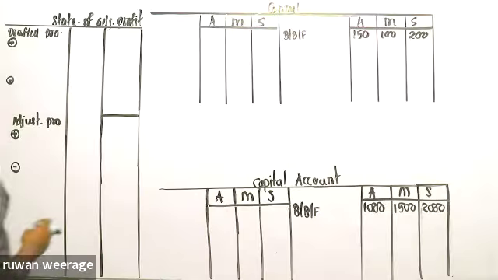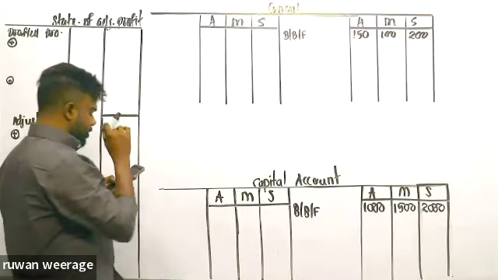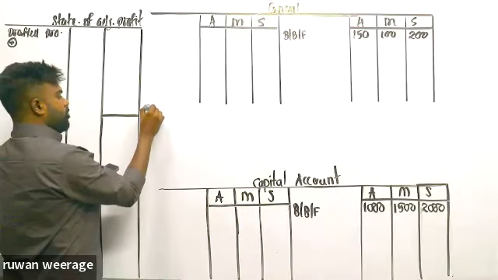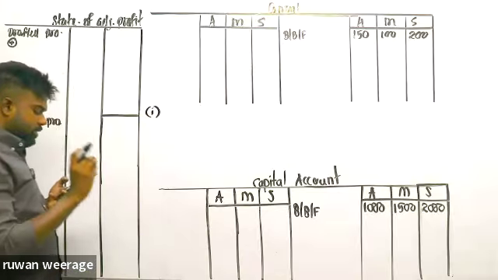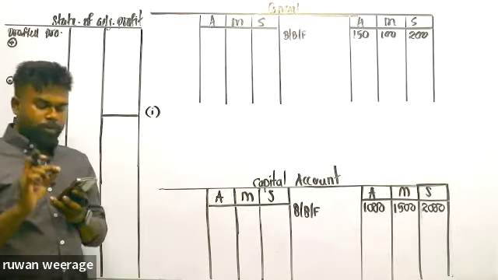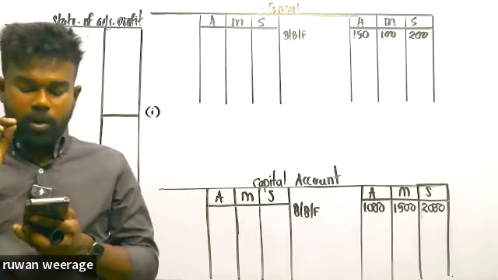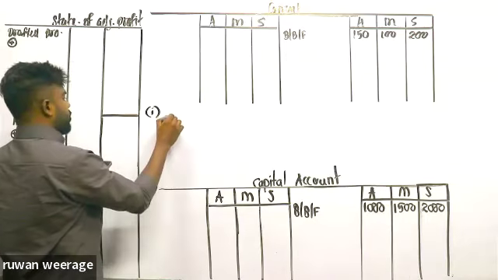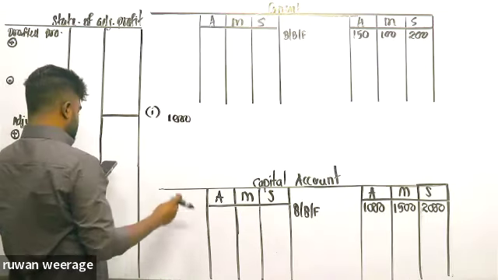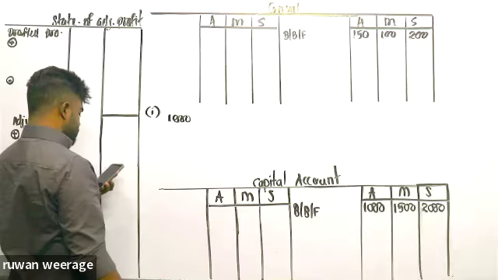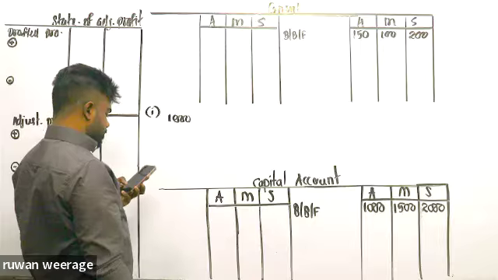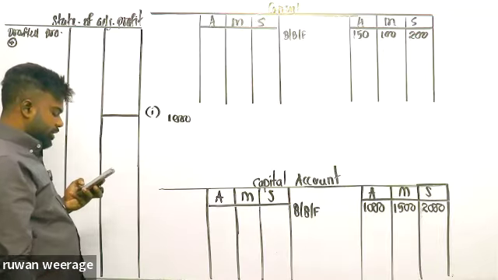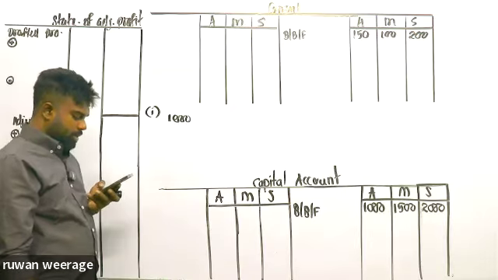Look at row number 1. Interest has not been adjusted for the loan provided by Malik. Look at the loan of Malik: 1000. Therefore, what's the interest rate for loans? What is the interest rate for the loan? Interest has not been adjusted for the loan provided by Malik.